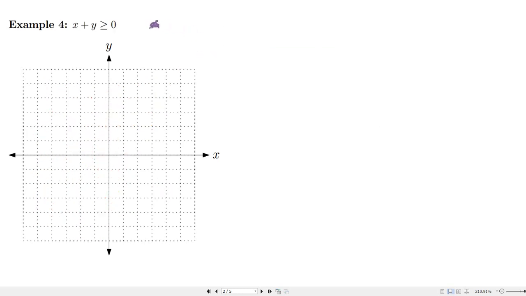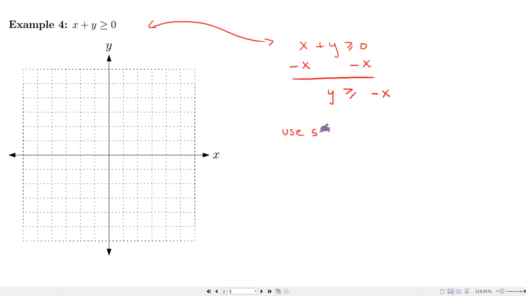Using the same technique for this one, really quick. So what do we have? We can subtract the x from both sides of the inequality. We'll have y is greater than or equal to negative x. So we can use a solid line for y equals negative x. So what is the slope there? This tells you m is equal to negative 1 and b is 0. The constant term is 0. So that means it's going to go through the origin.